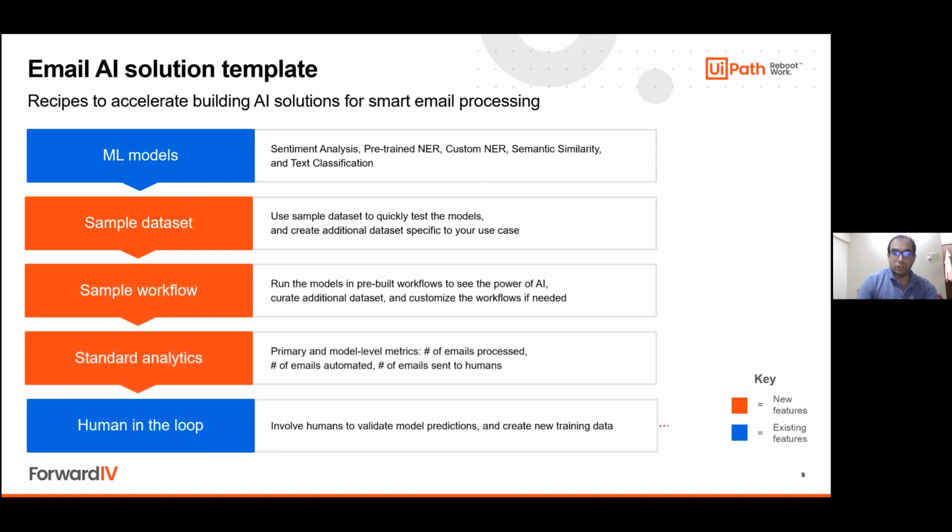For the email AI solution template, we provide you with a custom NER model, two text classification models, a semantic similarity model, and a sentiment analysis model. And for each one of them, I will explain in the next slide what they do and when to use them. We also give you some sample data sets. Some of these models are pre-trained and some of these models require some training. For the models that require some training, we give you sample data sets, so it's easy for you to set it up on your own. We also give you some sample workflow, and we will just download the sample workflow from the website today. We have standard analytics.